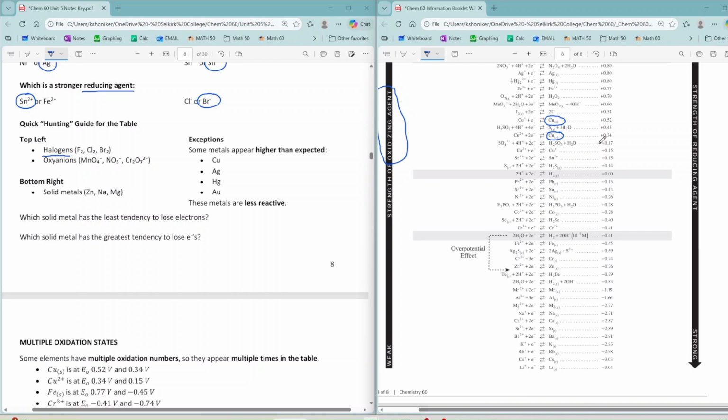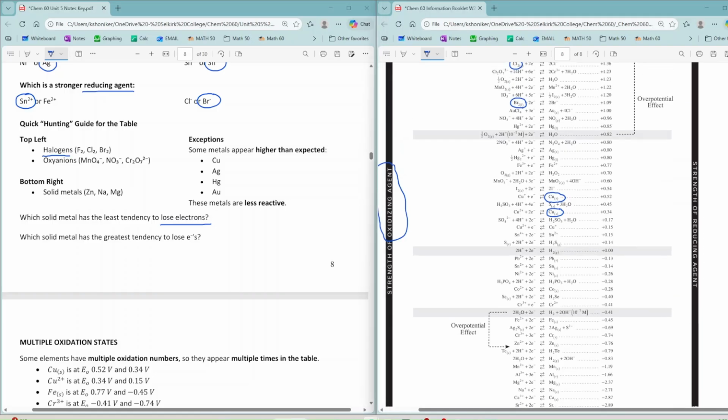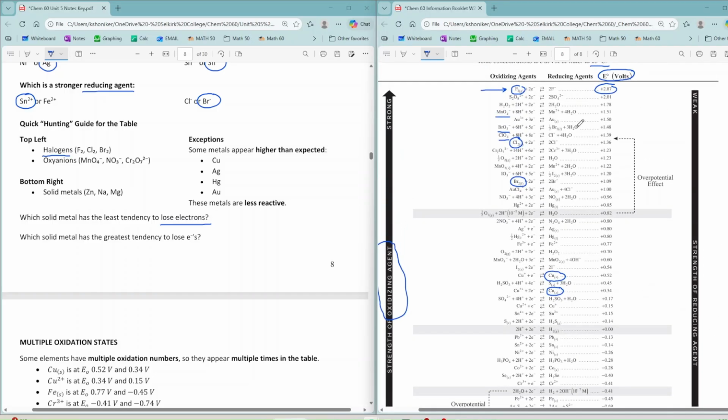But just using this, which solid metal has the least tendency to lose electrons? Looking at this chart, which metal has the least tendency to lose electrons, aka be oxidized? You're looking for a metal on the right-hand side at the top. You do not want it to lose electrons. The ones at the bottom are the strongest reducing agents. So we're looking for a metal near the top that is going to be oxidized, but it's going to be weak. Go all the way to the top and look our way down.